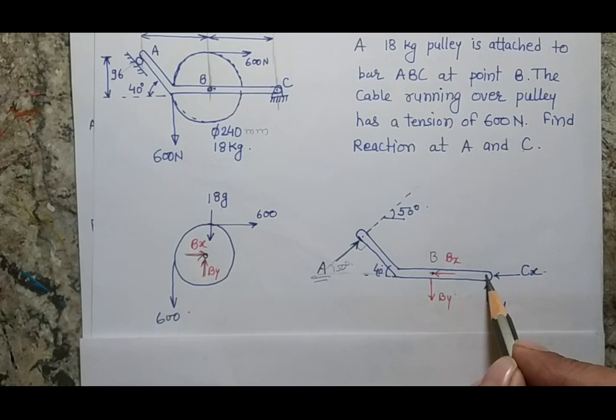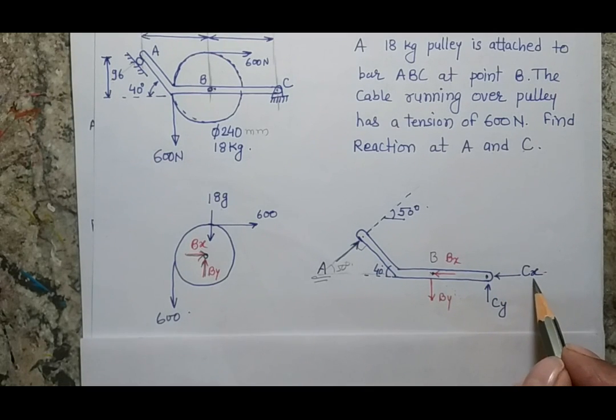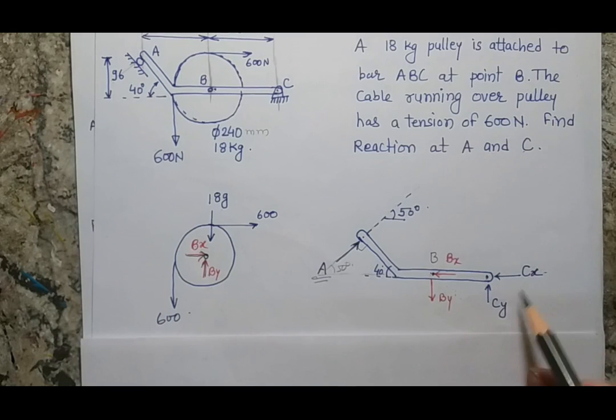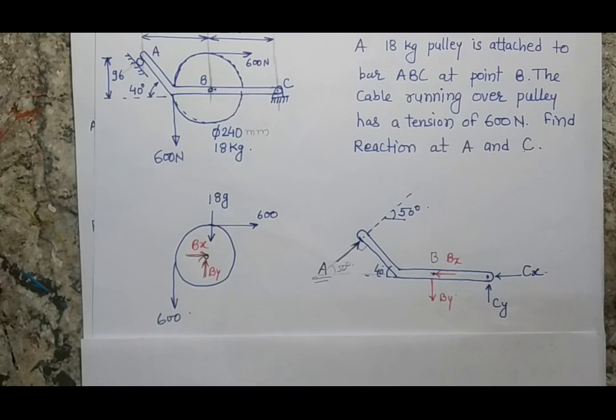Since point C is a pin joint, I am assuming two forces. One is the left one and another one is the upward. As I don't know the exact direction of the forces at point C, I can take any direction. When I calculate these reactions, if my answer is negative, that means I have considered the wrong direction and I have to change my direction.